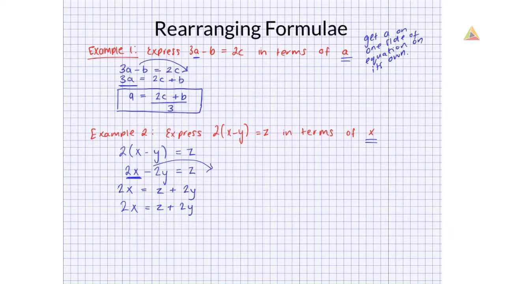Now what we want to do, we want to get x on its own. We don't want 2x, we want x. So we need to bring the 2 over to this side of the equation. So when we bring 2 under the equal sign, it's going to become z plus 2y, all divided by 2. So x is equal to z plus 2y divided by 2. And that's it. So that's x isolated on its own. So we'll go to example 3 now on the next slide.